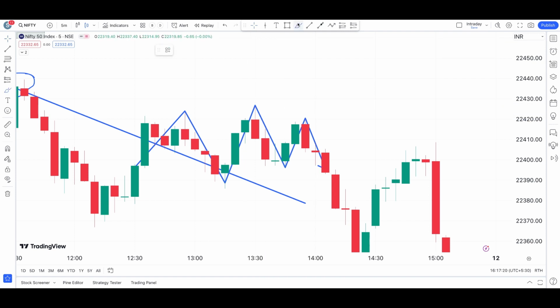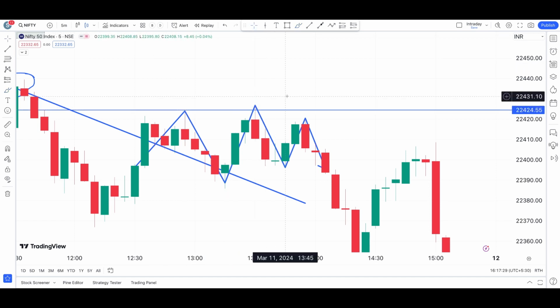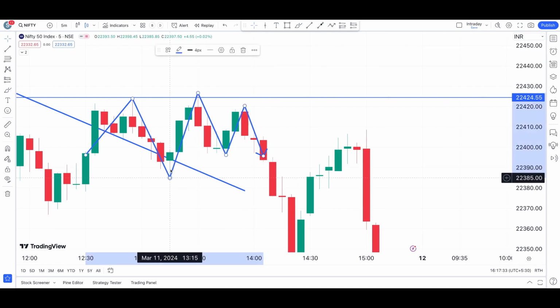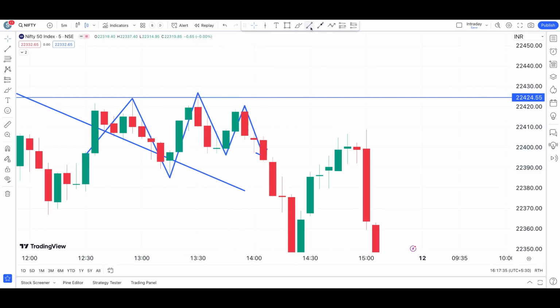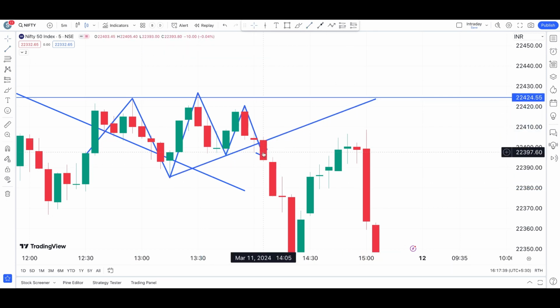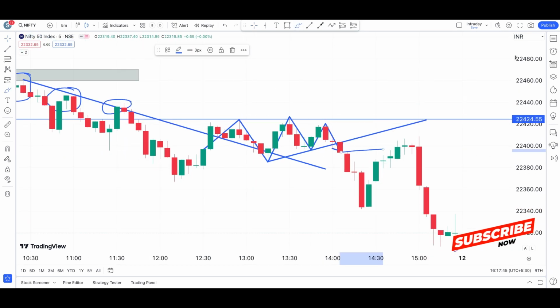That is a name for it, because your second peak is higher than your previous peak, as you can see here. If you want to know about this in detail, what you could have done is draw a neckline here and take your entry at this candle, and you see the kind of momentum that you got towards the downside after that. It's a very good momentum.